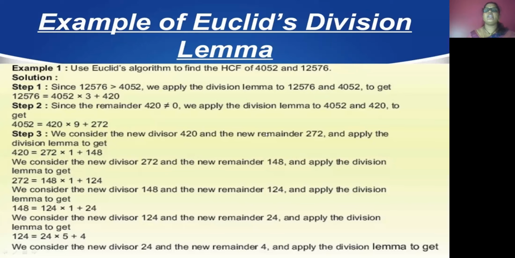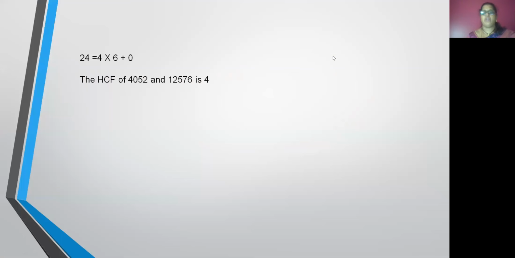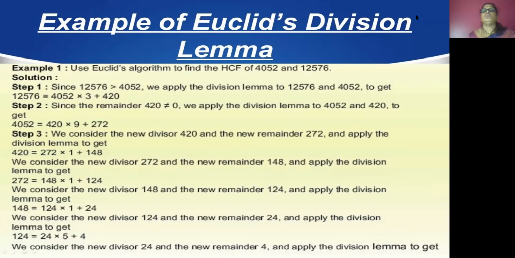I have taken this example; it is there in your textbook. Just see page number 5, and you will get the idea. Okay, first listen. Before going to the textbook, first we'll do the example. 12576 is the bigger number. We are going to find the HCF of these two numbers, 4052 and 12576. What is the HCF? Highest common factor.